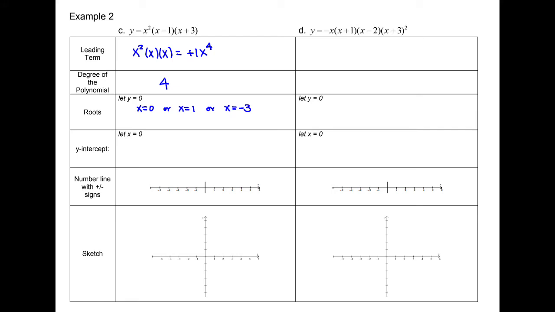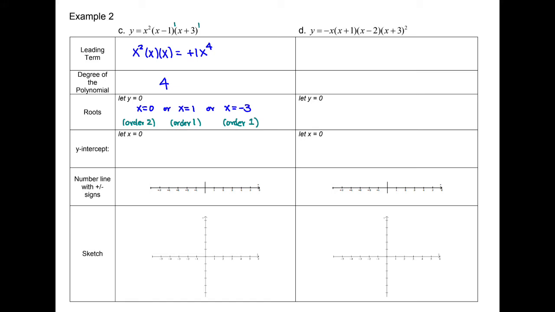Then we look at the order of the roots. In order to find the orders, we have to look at the exponents. So look at the exponents of all the roots. This is a 2. That's an invisible 1. That's another invisible 1. So we know the order of the roots will be 2, 1, 1.